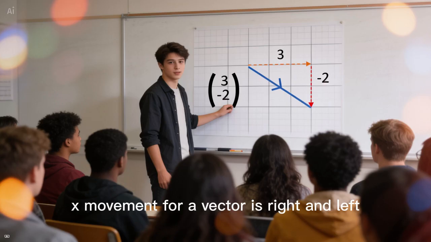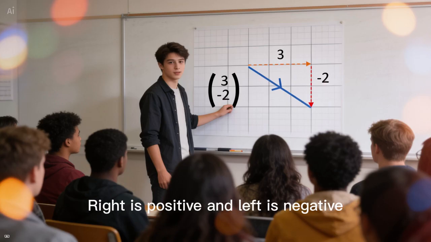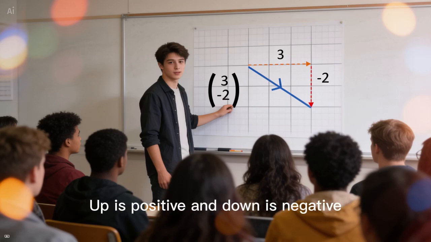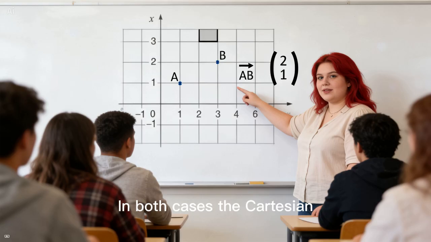X movement for a vector is right and left. Right is positive and left is negative. Y movement for a vector is up and down. Up is positive and down is negative. In both cases, the Cartesian coordinates are irrelevant.